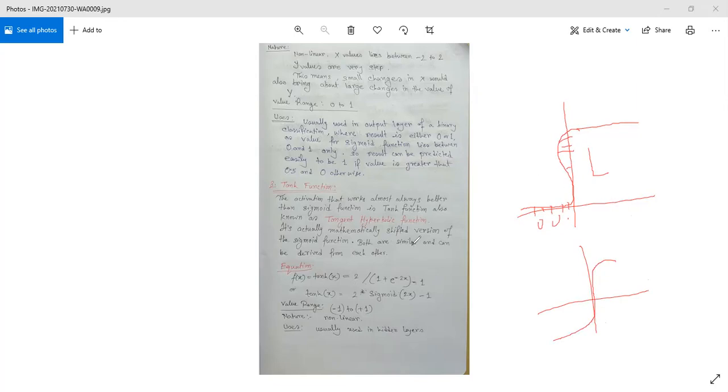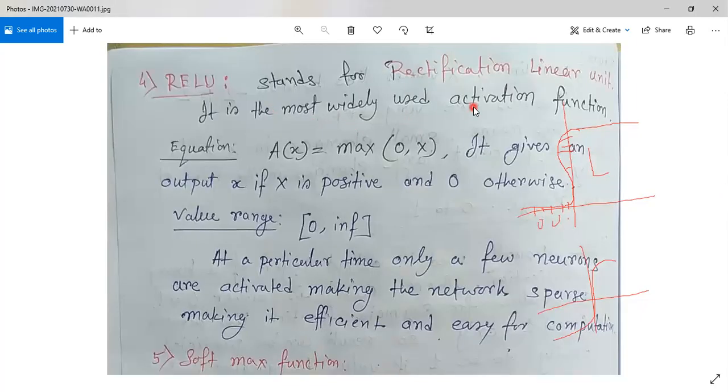Its value range is -1 to +1. Sigmoid function value is 0 to 1, and tan function is -1 to +1. Next we come to the ReLU function. ReLU stands for rectified linear unit, and it is almost the most widely used activation function. It is a equals maximum of 0 and x.